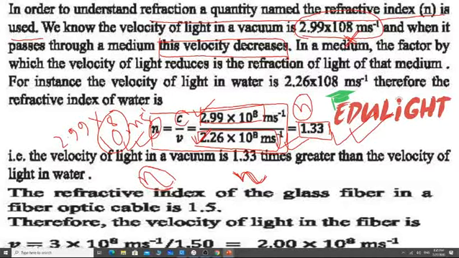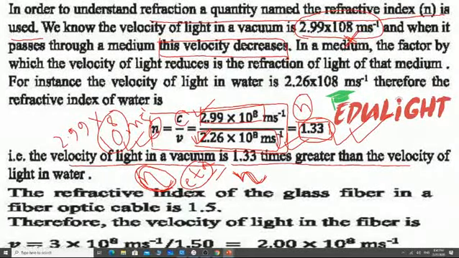This is called eta, E T A. If we express the refractive index as eta, it will be called eta. This is a Greek word. So if we express refractive index as eta, it means that the velocity of light in a vacuum will be eta times greater than the velocity of light in water. In this case, as the eta or n value is 1.33, we are saying that the velocity of light in vacuum is 1.33 times greater than the velocity of light in water.